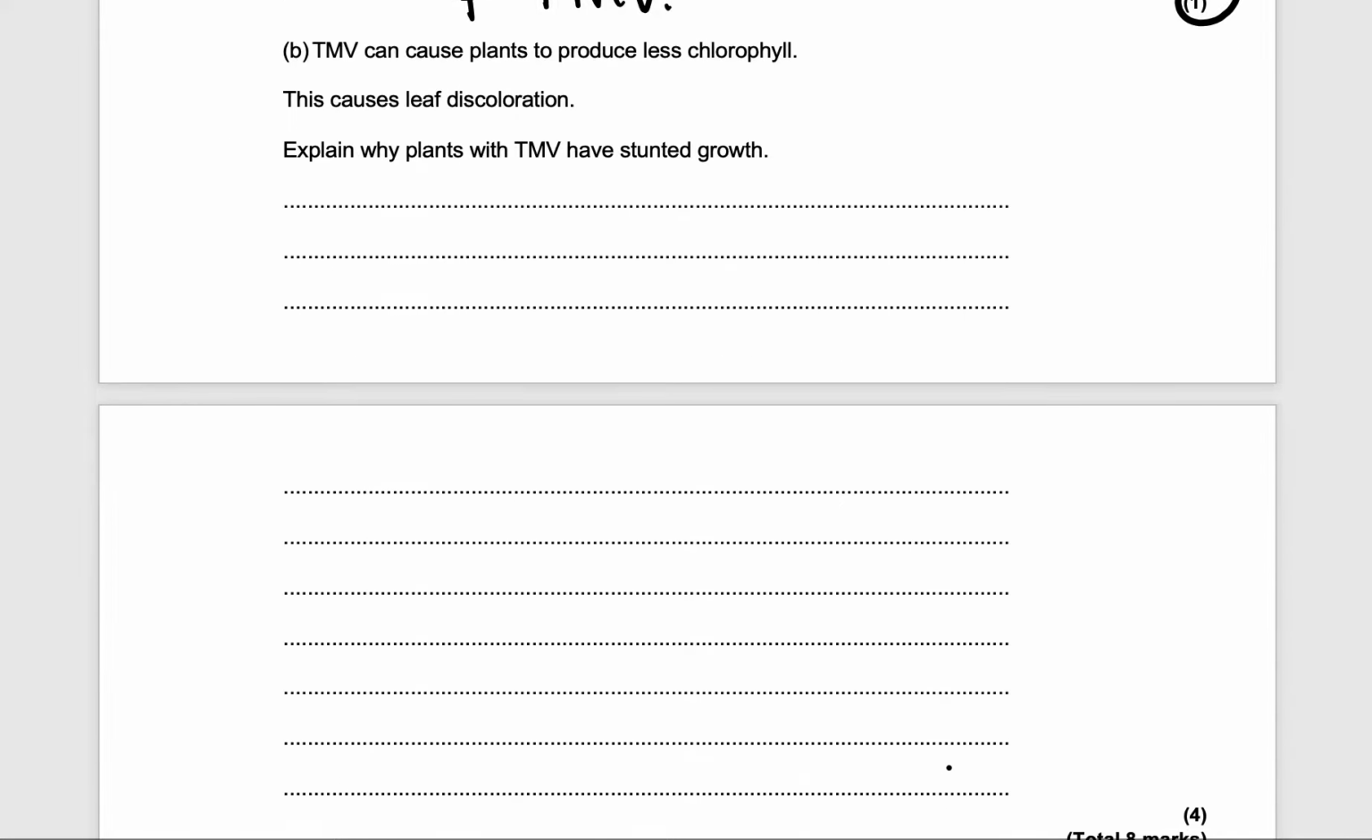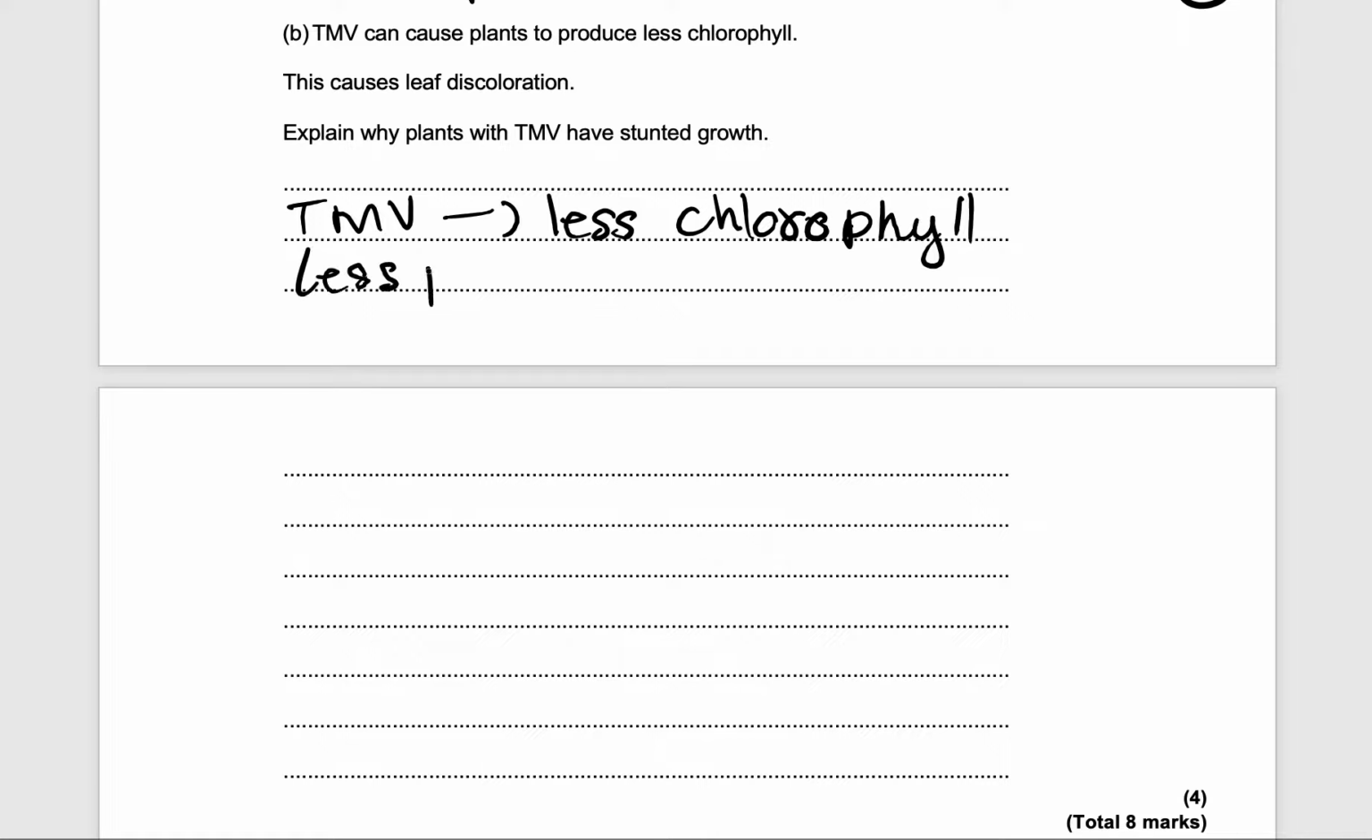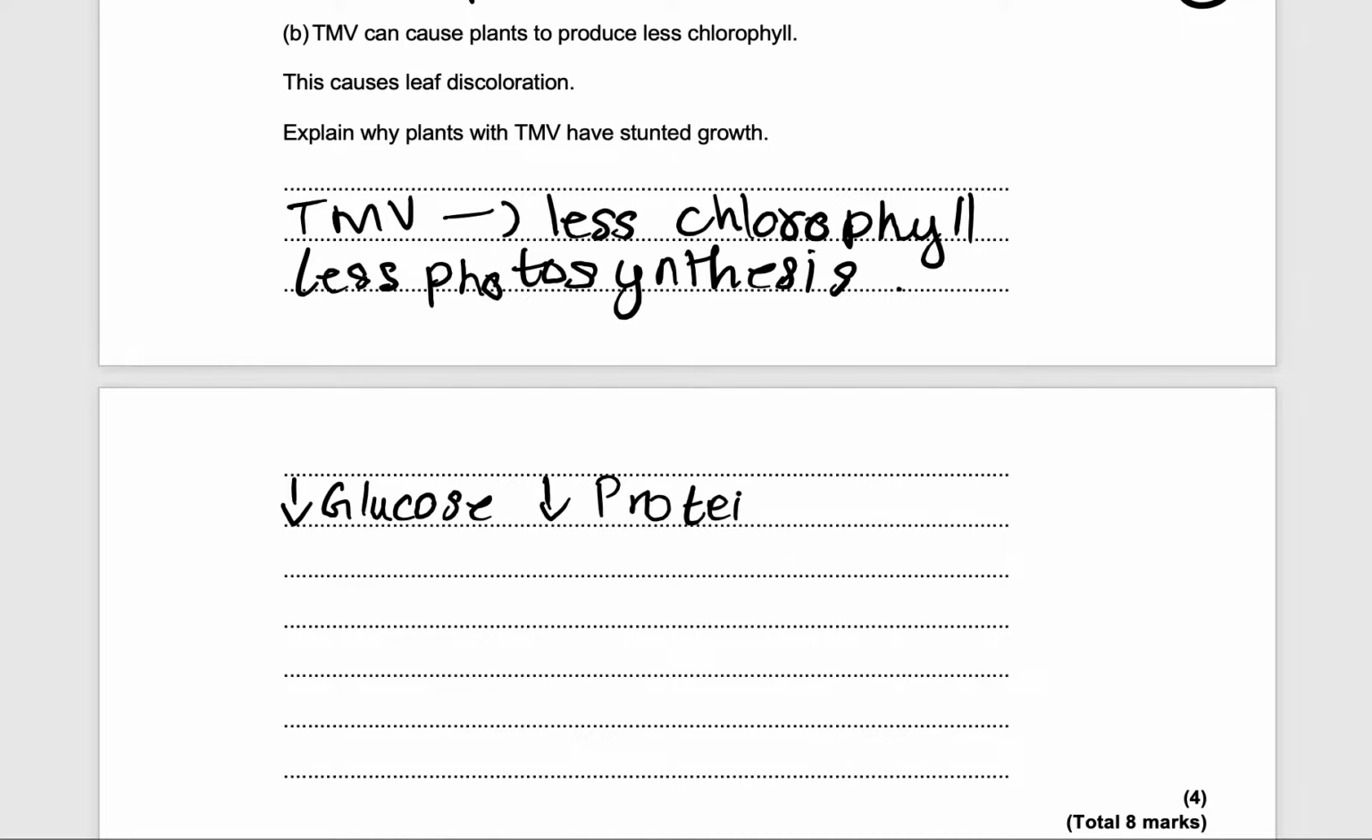Next question now. TMV can cause plants to produce less chlorophyll. This causes leaf discoloration. Explain why plants with TMV have stunted growth. So TMV causes plants to produce less chlorophyll. This means less chlorophyll and less photosynthesis will happen. And if less photosynthesis happens, then the plant will not be able to produce its glucose and proteins. So the glucose and protein levels will decrease, and if they decrease, then the plant will not be able to grow.